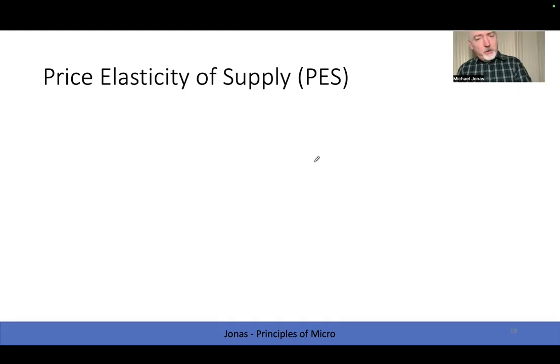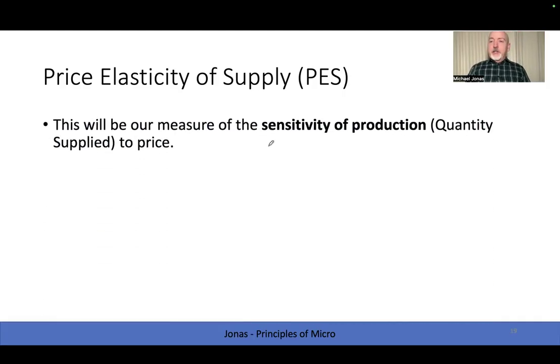The last in our series of elasticities is going to switch over to the supply side. So the price elasticity of supply, following the pattern, is going to be measuring the sensitivity now of quantity supplied to changes in price. So we spent a little bit of time motivating why it's important to know those other measures of elasticity on the demand side from the point of view of a seller. This is going to be a lot easier to motivate, right?